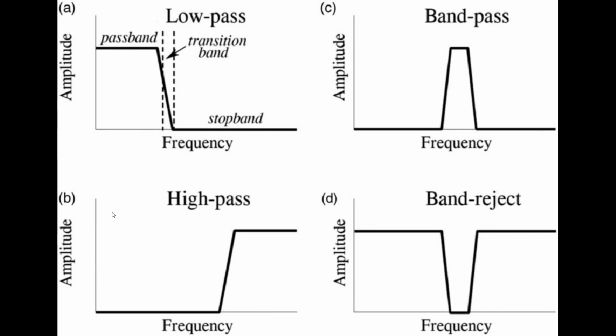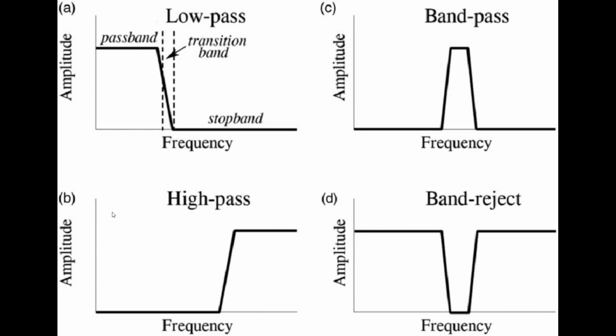Now let us look at some basic filters. A low-pass filter. It allows frequencies below a specified cutoff frequency to pass through and attenuates higher frequencies. This is useful for removing high-frequency noise. A high-pass filter. It allows frequencies above a specified cutoff frequency to pass through and attenuates lower frequencies. This is often used to remove low-frequency noise such as hum or rumble.